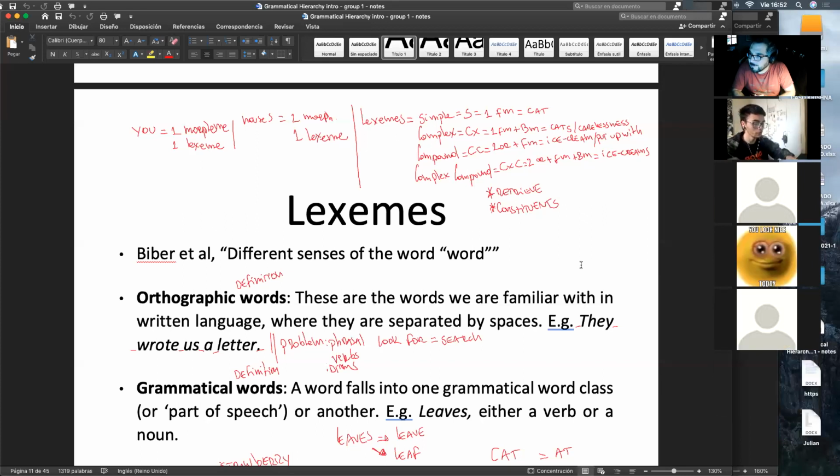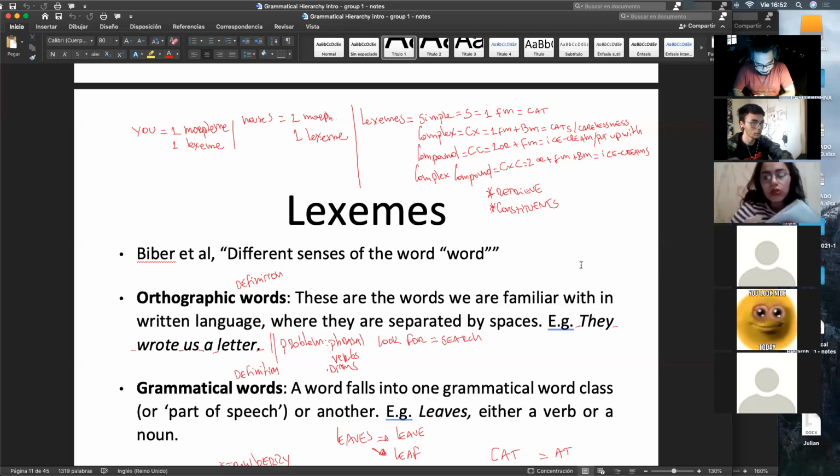Profe, complex compound son entonces 2 o más free morphemes y solamente un bound morpheme o pueden ser más. Pueden ser todos los que puedan aparecer. Ah, ok. Todo lo que sea complex es porque hay bound morphemes adentro. ¿Sí?